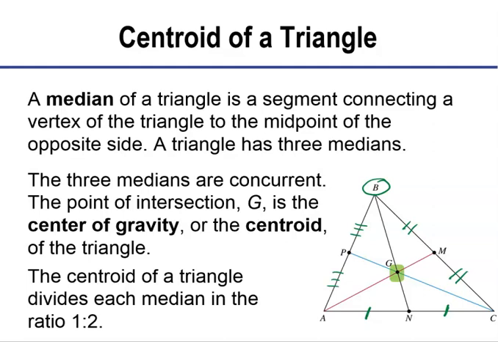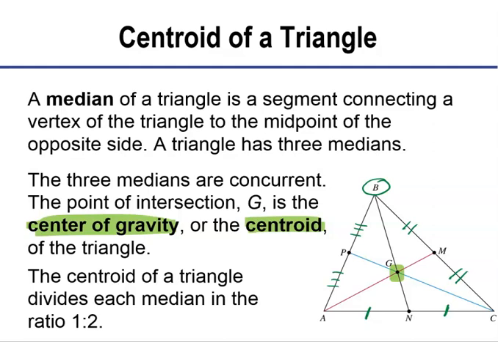The point of intersection, G, is called the center of gravity or the centroid. So those names are used interchangeably. I've heard centroid a lot, of the triangle. The centroid of a triangle divides each median in the ratio 1 to 2. This is without proof, but it's pretty cool. What do I mean by that?